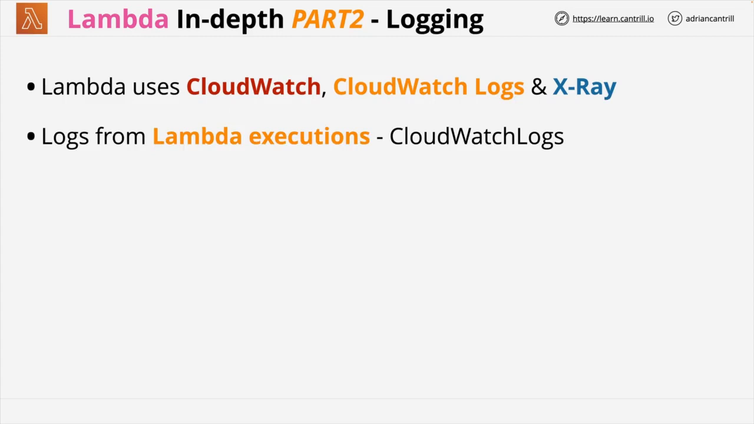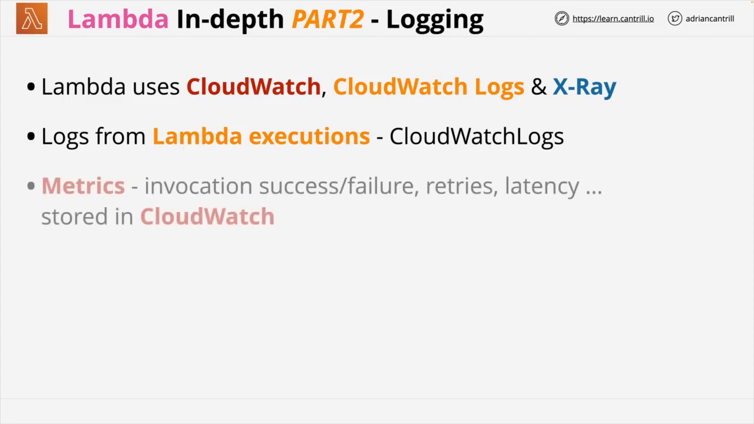Any metrics, so details such as invocations, successes, or failure numbers, any retries, anything to do with latency, that's all stored in CloudWatch. So CloudWatch is the thing that stores metrics, and this is important to understand. Logging goes into CloudWatch logs, and any details on the number of invocations, successes, or failures, anything around metrics, goes straight into CloudWatch.